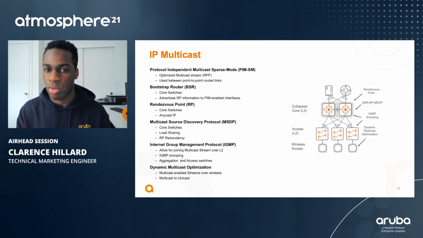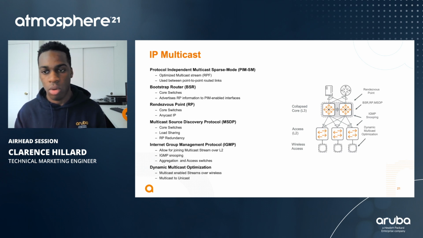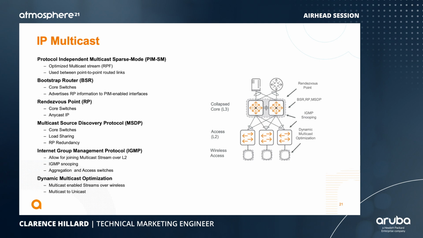BSR is going to be on your collapsed core again. Your RP candidate is also going to be on your collapsed core, and your RP is going to be both devices. Both of those devices are going to be using a loopback address, an Anycast loopback address, just like before. That Anycast loopback address is what's used for MSDP to give you that load sharing between your devices. So you're going to have all that configured on your collapsed core. IGMP snooping is also going to be running on that collapsed core, and it's going to be running on your access. So it's a little bit more complicated there again, but you're just combining a lot of those services into your collapsed core like we did before.